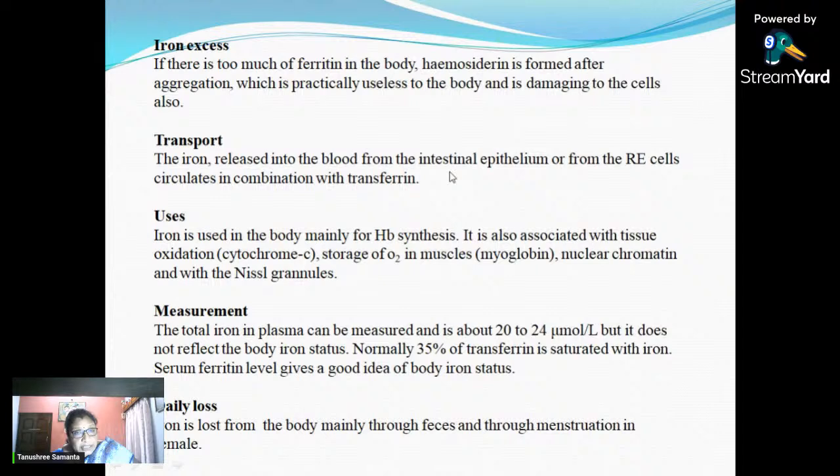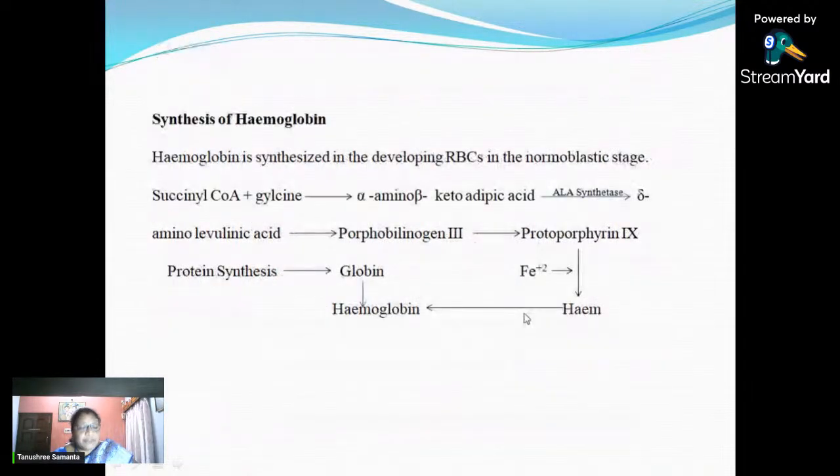Transportation happens with transferrin. Its uses, as we all know, because it is in the composition of Hb, that is hemoglobin, and cytochrome, or in myoglobin, and in enzyme granules, its main role is O2 carriage. To measure the iron, actually it is very difficult to measure the ferrous state of iron. So mainly what is measured is the transferrin amount or the ferritin amount, and that gives you an idea of the body iron status. Iron is mainly lost through feces and through menstruation in case of females.